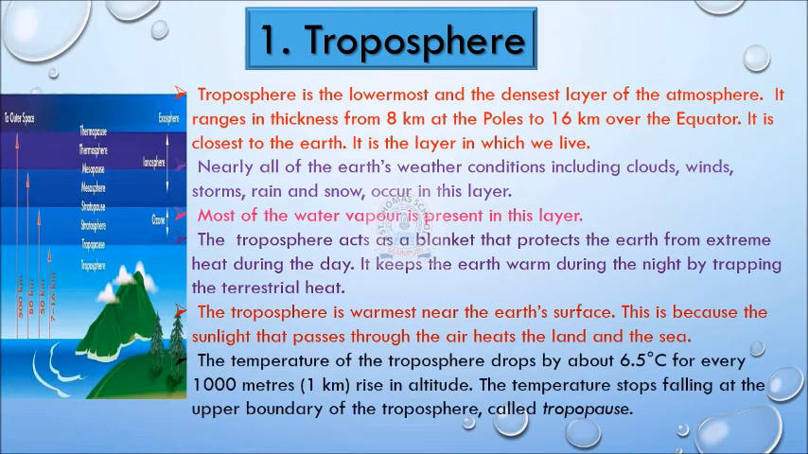The temperature of the troposphere drops by about 6.5 degrees Celsius for every 1000 meters, that means 1 kilometer, rise in altitude. The temperature stops falling at the upper boundary of the troposphere called tropopause.